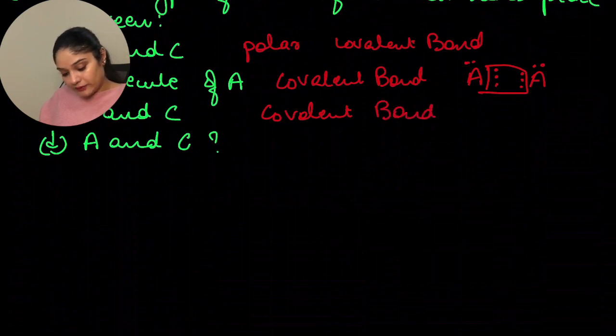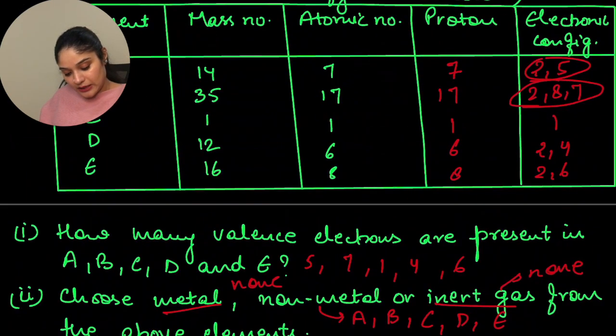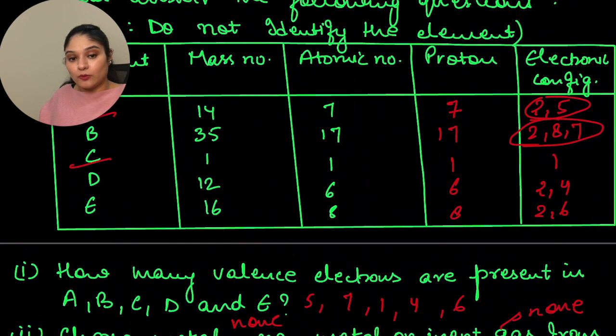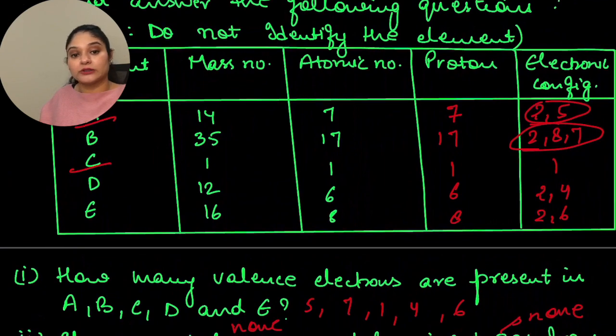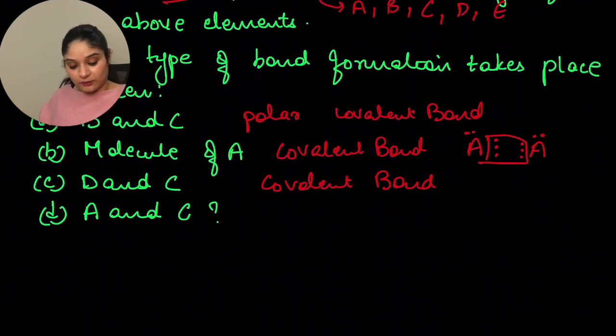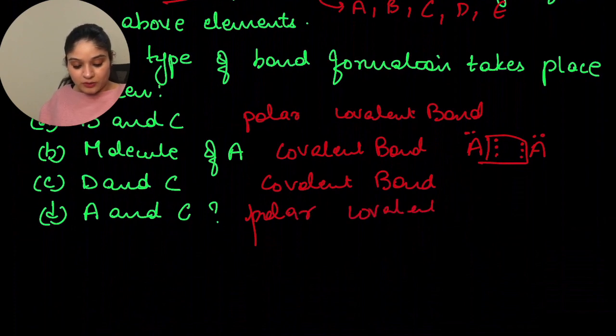Then I have A and C. A has 2, 5 and C has 1. If you think about it, your A will be slightly more electronegative, not compared to B, but in general, if you compare it with C, your A will be more electronegative. Therefore, you'll end up having a polar covalent compound because it will attract the shared pair towards itself.